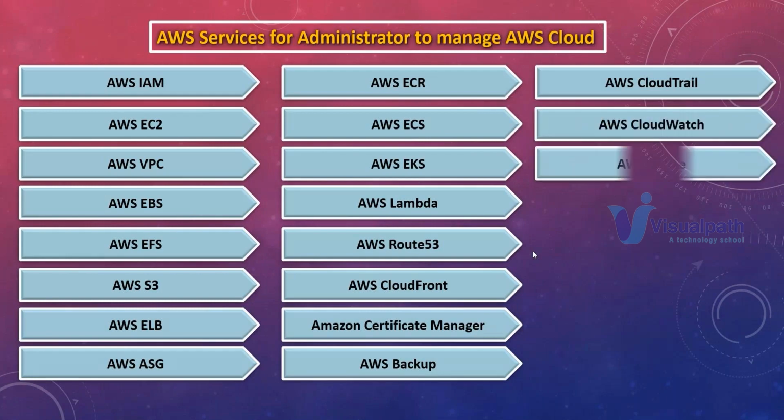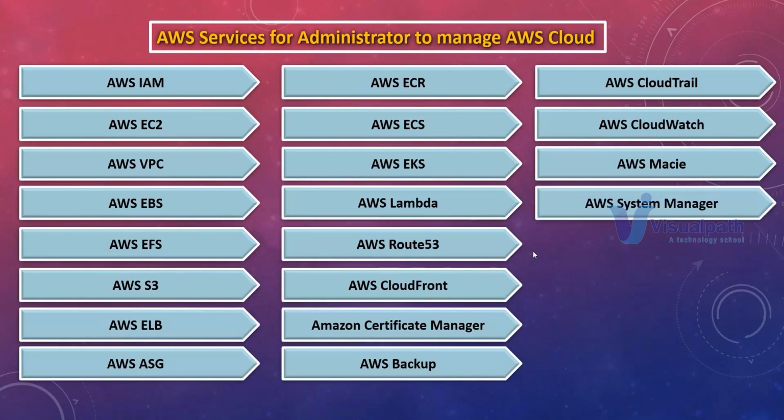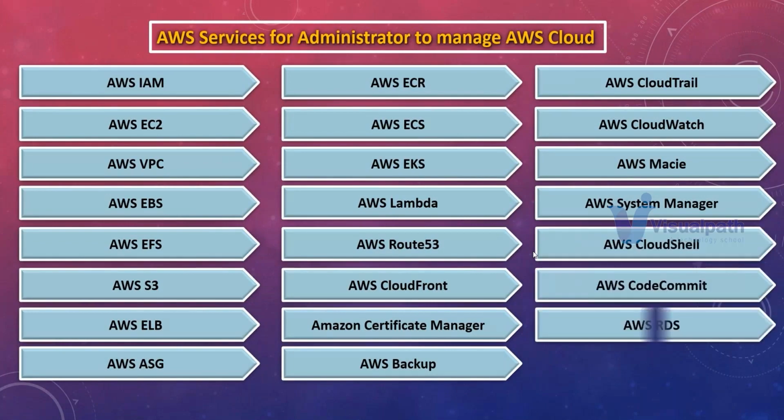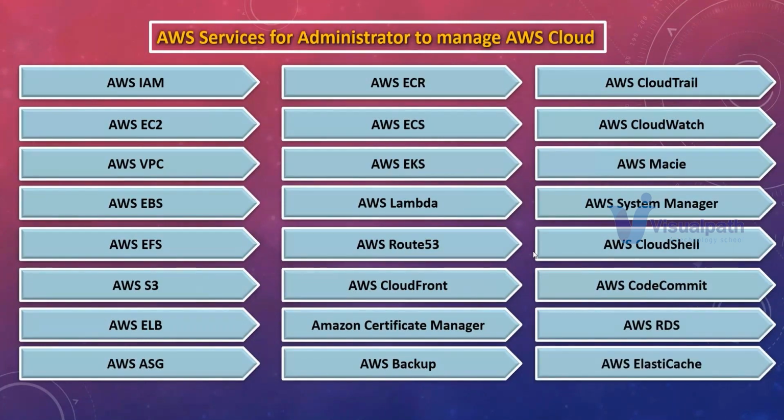Okay, and then we'll be learning Macie. Actually, I've removed this and forgot to remove it from the list, so we are not going to discuss that. We'll be learning about Systems Manager and then CloudShell, CodeCommit, RDS, Relational Database Service, and ElastiCache. So the cache server will be used to do some more processing.